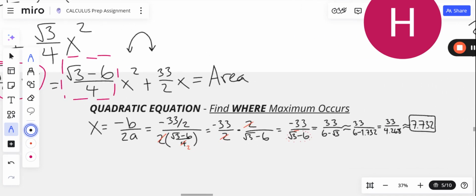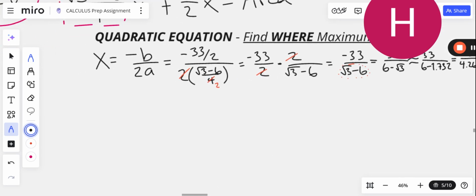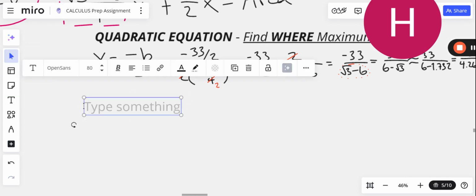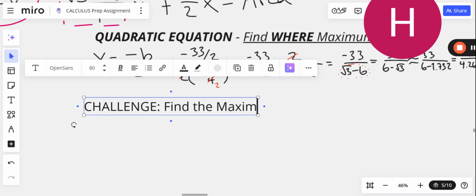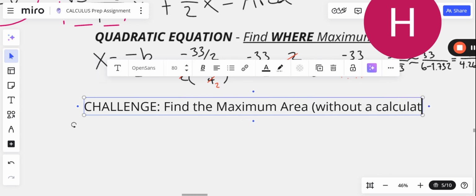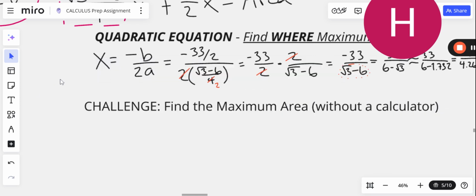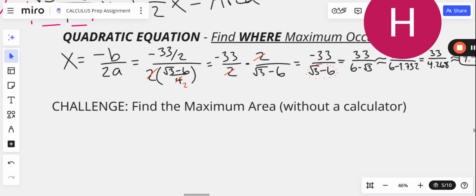If I asked you what the maximum area is, perhaps you can do that as a bonus exercise. I want you to try this without a calculator. It'll take some work, it'll take a lot of writing, but if you can step up to this challenge, you're going to find your future math classes a lot easier.